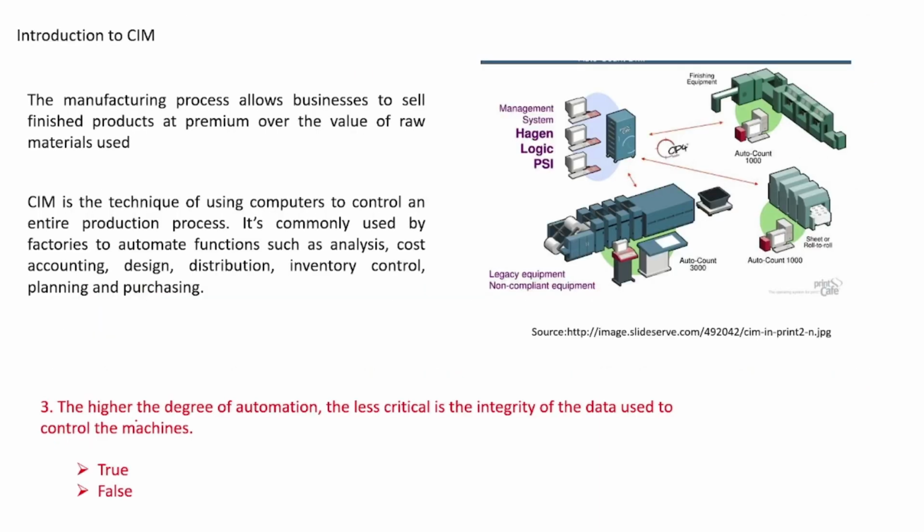So now, basically, that manufacturing process allows businesses to sell finished products at a premium over the value of the raw materials used. So what processes are involved in computer integrated manufacturing? Computer integrated manufacturing is commonly used by factories to automate functions such as analysis, cost accounting, design, distribution, inventory control, planning, and purchasing.